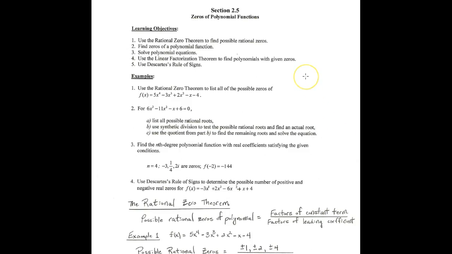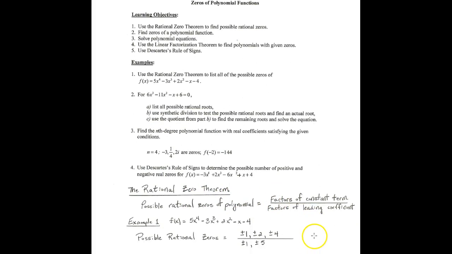Okay, this is section 2.5, the last section here for week 2, and we're going to be talking about the zeros of polynomial functions in a little bit more depth, with a couple other theorems that are useful to us. So these are the learning objectives again. Make sure you read the e-text, and these are the examples I want to go over, plus some more explanation that might help you when you're reading through the e-text.